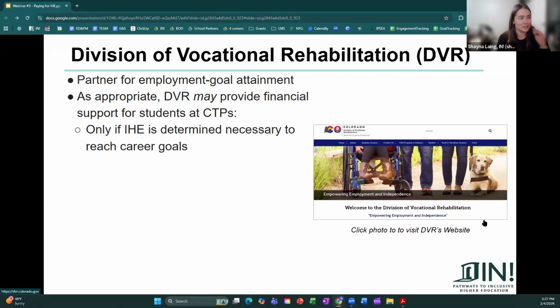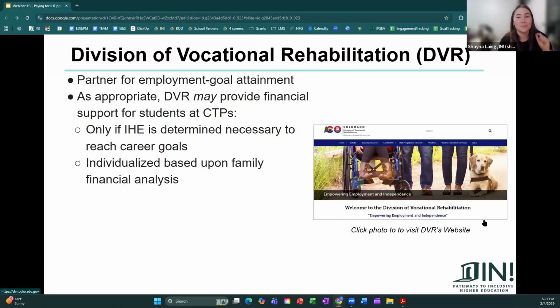And that's for a few reasons, and I'll hash this out really quick. They're only able to provide that support financially if IHE, or inclusive higher education, is determined necessary for their career goals. It's going to be individually based on family need and a financial analysis that's completed. And FAFSA has to be applied first. So that's why that CTP matters.